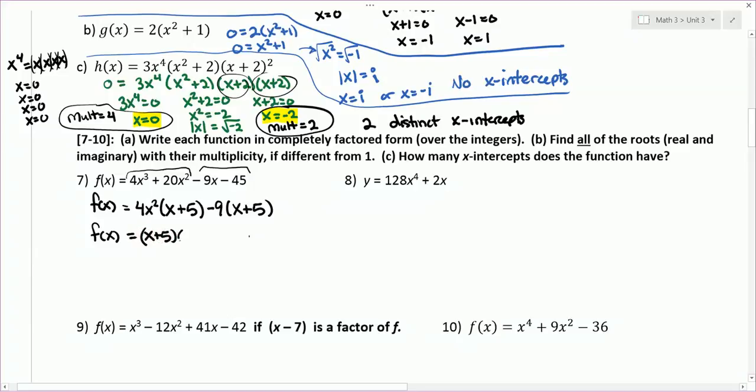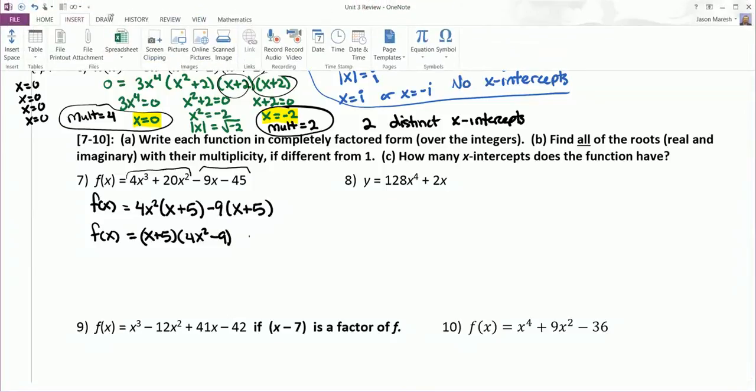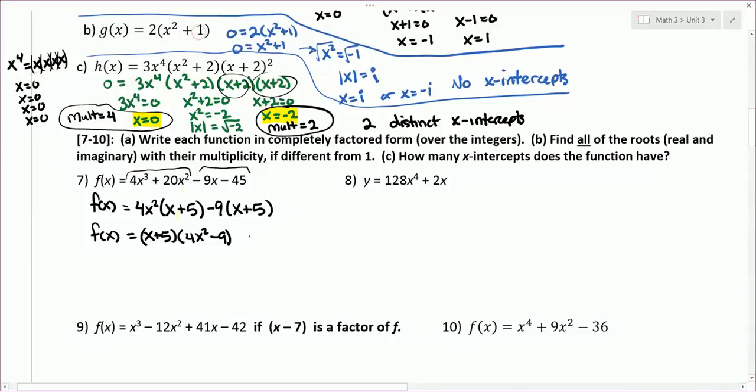And we end up with 4x squared minus 9. Okay. If you're having trouble seeing what happened here, both terms had this x plus 5. So I'm dividing the left term and the right term by x plus 5. When I do, the left term is left with the 4x squared, the right term is left with the minus 9.